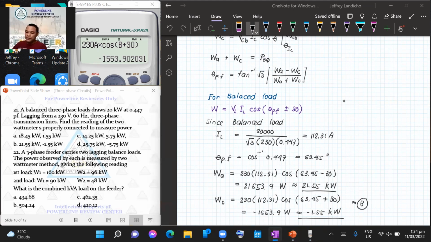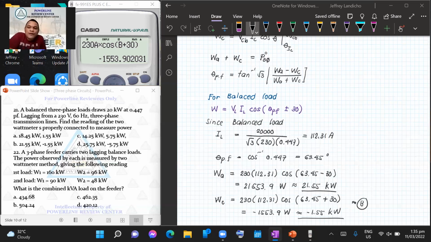Okay? So, tanong, Sir, ano ini-indicate ng negative reading? Okay. So, alam natin si wattmeter, dapat positive yan, real power. There are two scenarios at which the wattmeter will give a negative reading. No? There are two possible scenarios. Ano yung dalawang possible scenario?